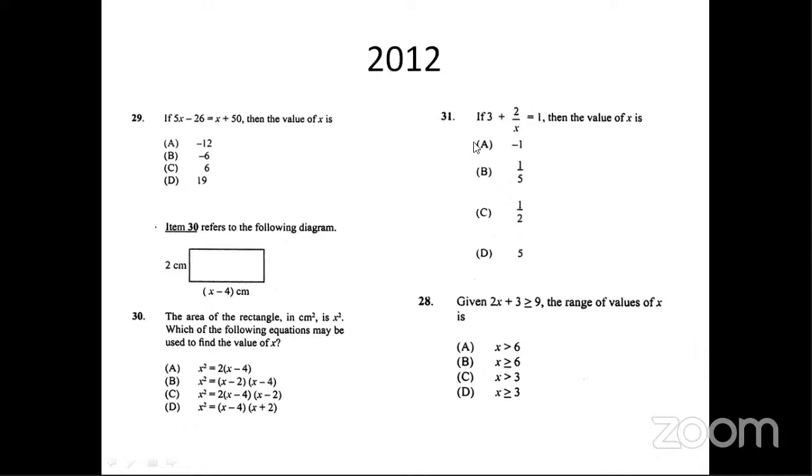So question 29, what's the answer? Next one, any other one? 31, A. All right, nice.